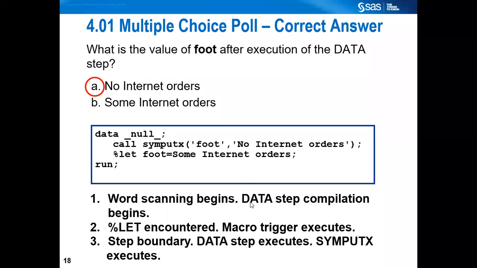So word scanning begins, data step compilation begins, %let encountered, macro trigger executes. At the step boundary during execution phase, the data step executes and the call routine creates this macro variable with no internet order. So call symput, it's called a routine. It's a keyword. It's called a routine because it's a routine process of your data step to process this statement of call symput. And it is an execution time statement. It's not a compile time statement. All right. Okay. Now look at the next scenario.